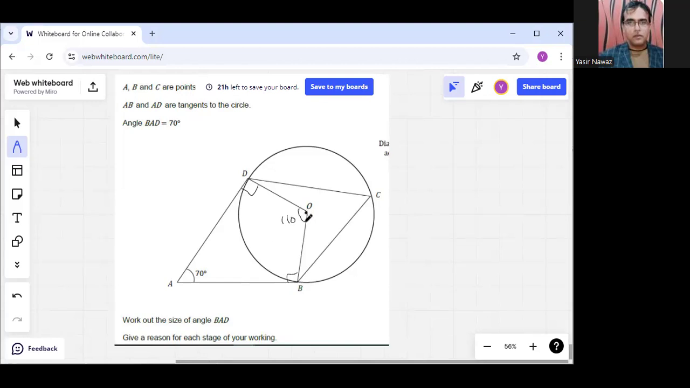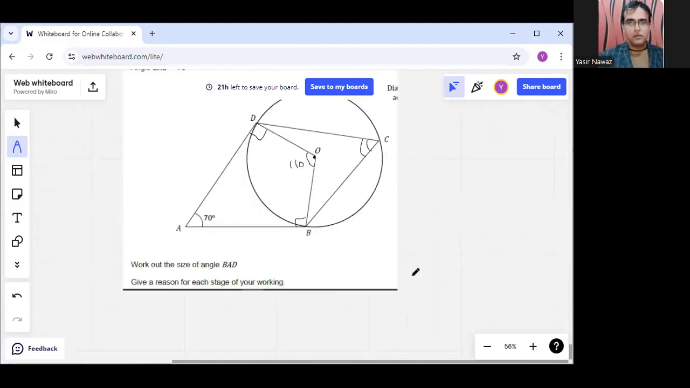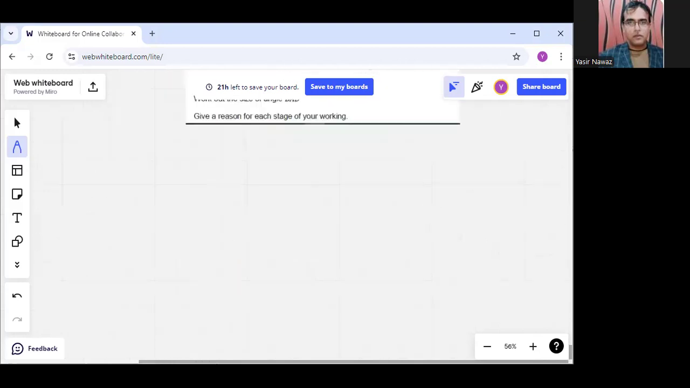Even now you can find this angle as well. That would be half of 110. And then it's the next question.